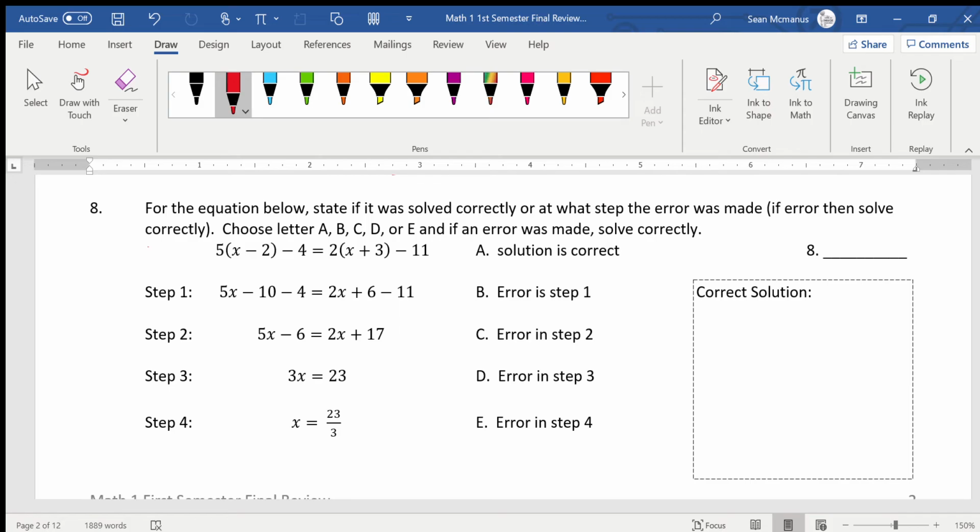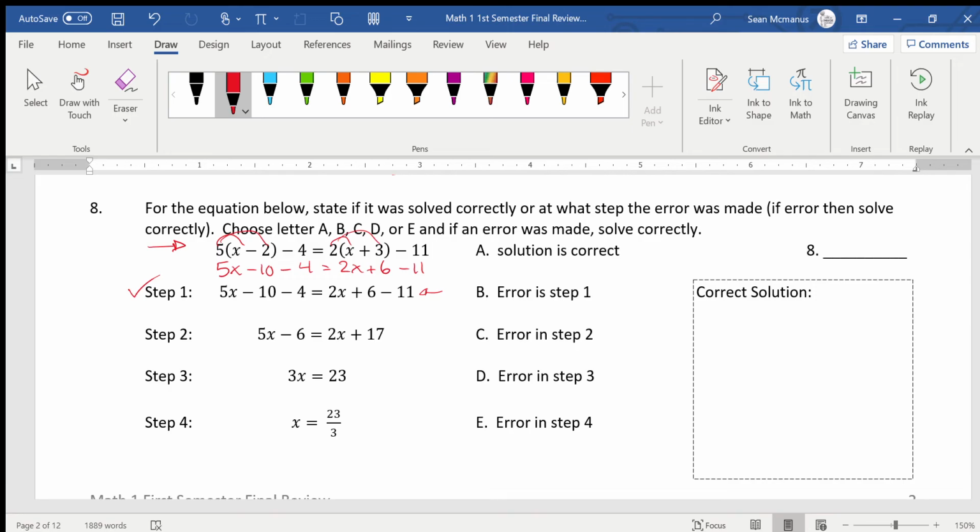So we're going to start here. And I think a good first step would be to distribute. So I need to distribute this and distribute this and lay everything out. Actually, you know what I'm going to do is write it out and then compare to what they have. So if I distribute that, I'd have 5x minus 10. And I still have minus 4, and then I have 2 times x is 2x plus 2 times 3 is 6 minus 11. That looks exactly like what they have here, so that means this step is correct.